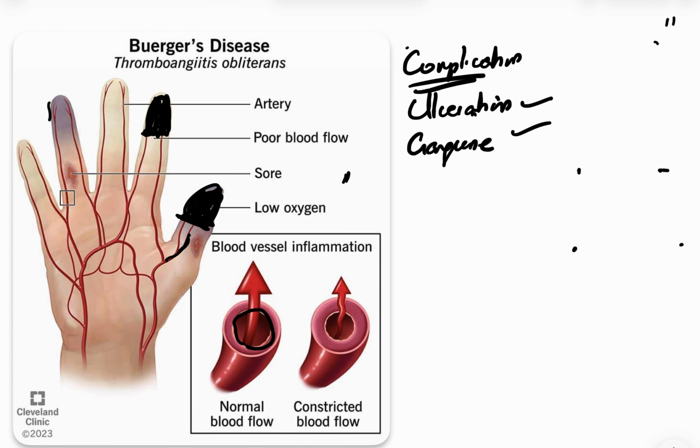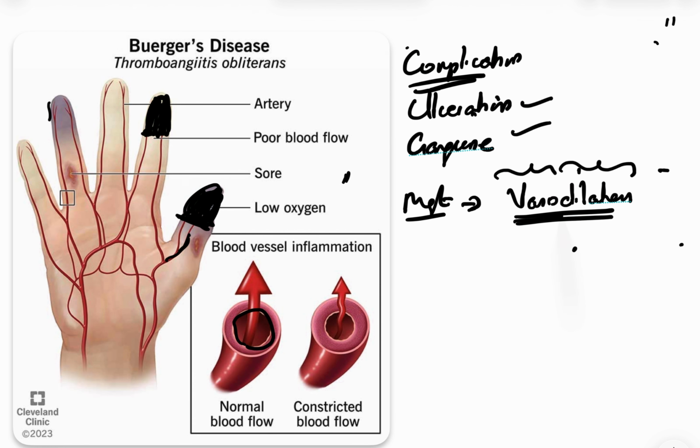And how are we going to manage? The management includes vasodilators. Why vasodilators? Vasodilators means the medications used to dilate the blood vessels. So why vasodilators? Because what is happening here is the inflammation of blood vessels, and this inflammation results in the constriction of the blood vessels that will reduce the blood flow towards the extremities.